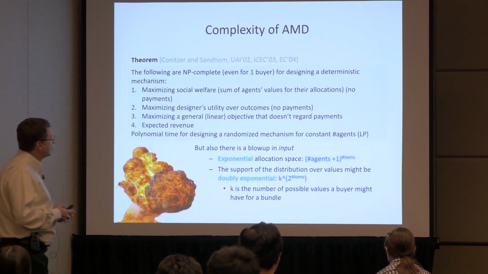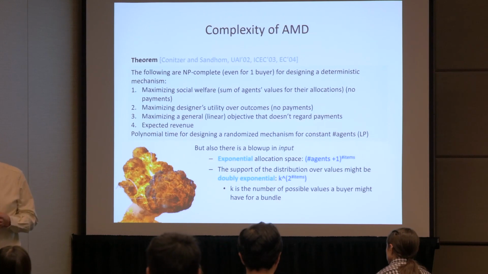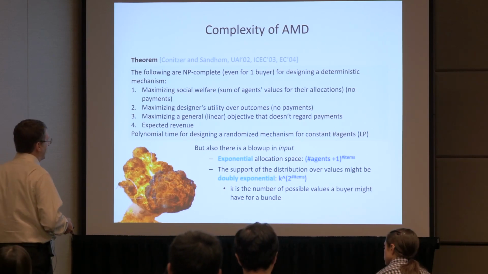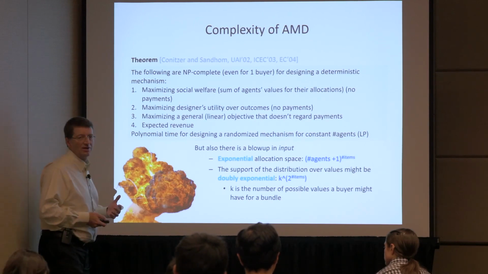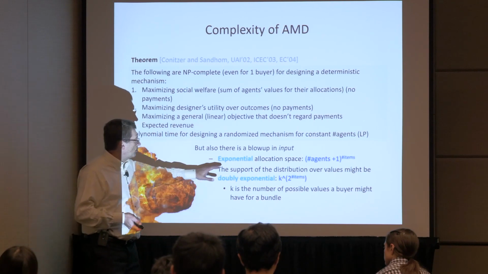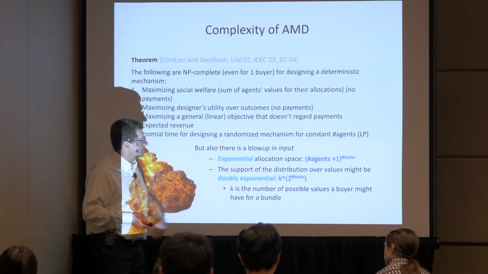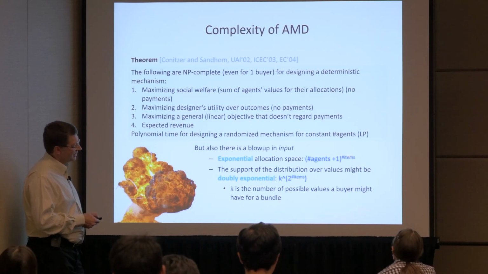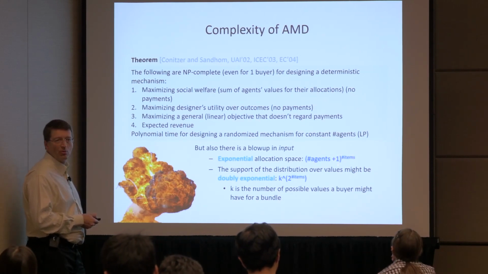Now, when we talk about complexity in computer science, it's typically complexity as a function of the input size. That's kind of our notion, P versus NP and so forth. Now, here there's an additional problem, which is that the input itself is huge. So we have an exponential allocation space. Let's say that we want to allocate items, so each one of the items could go to any one of the agents or be thrown away.